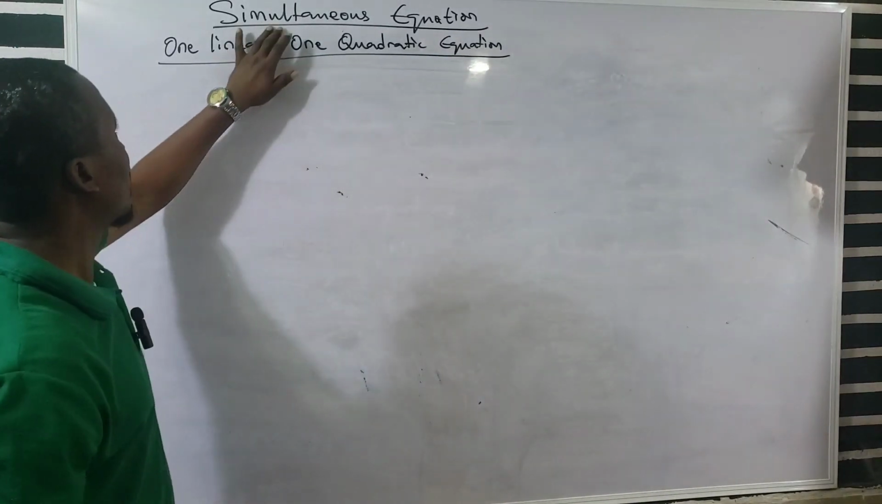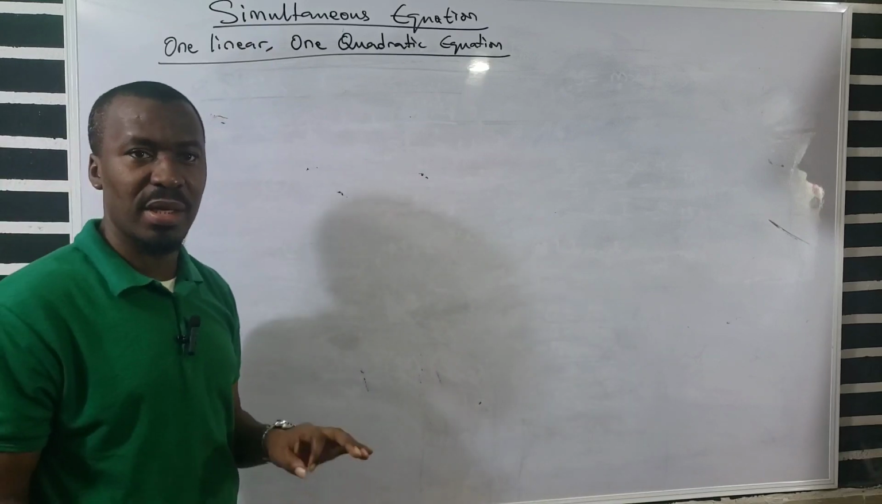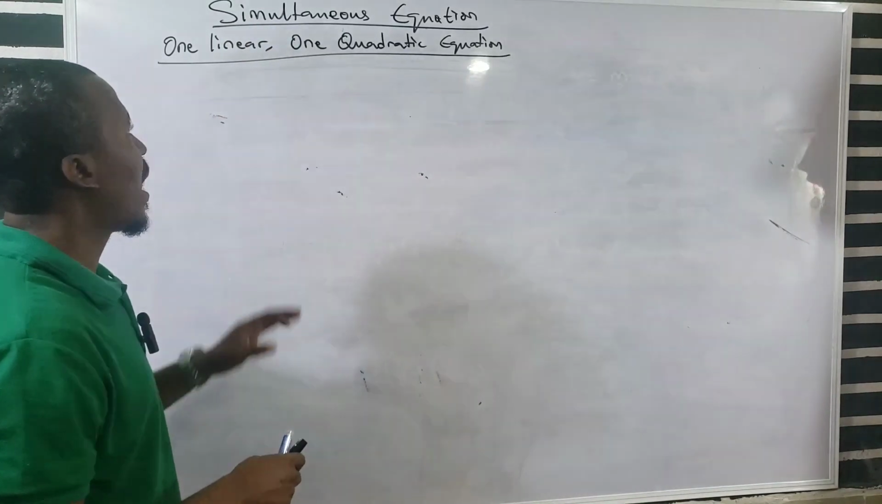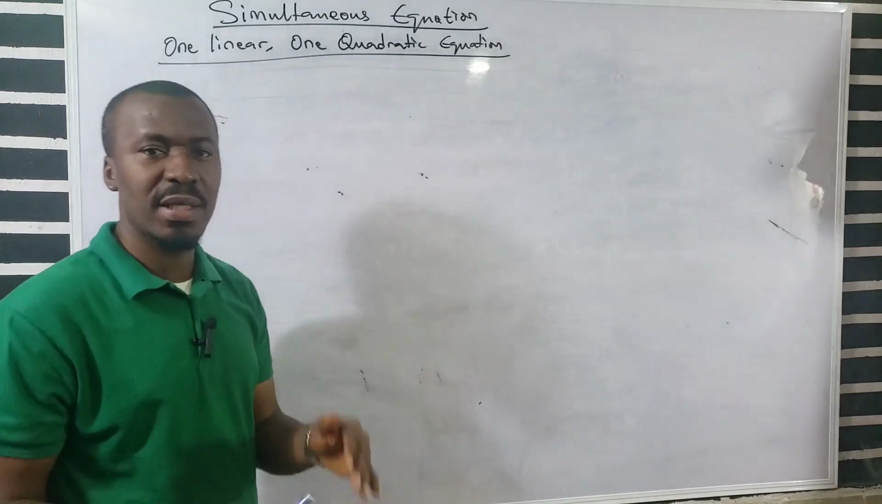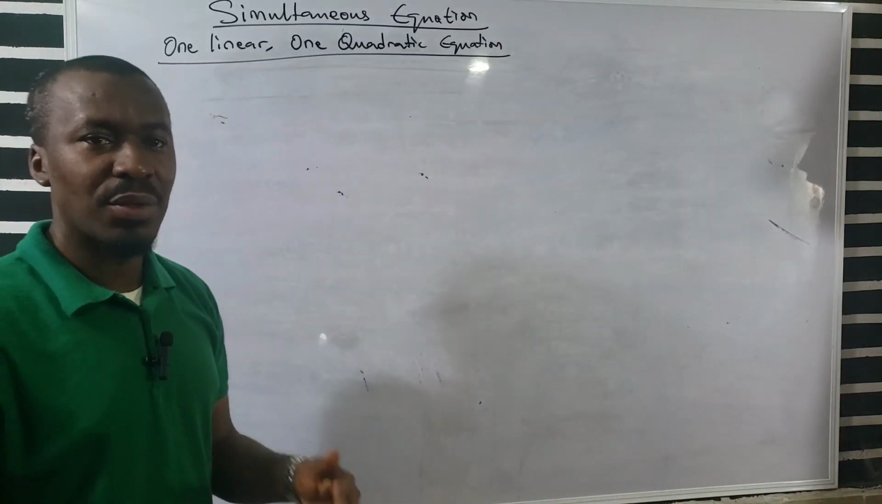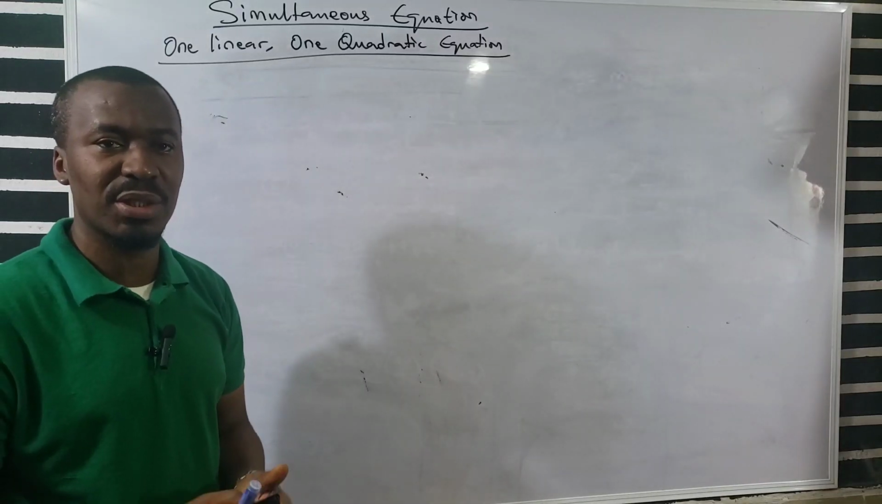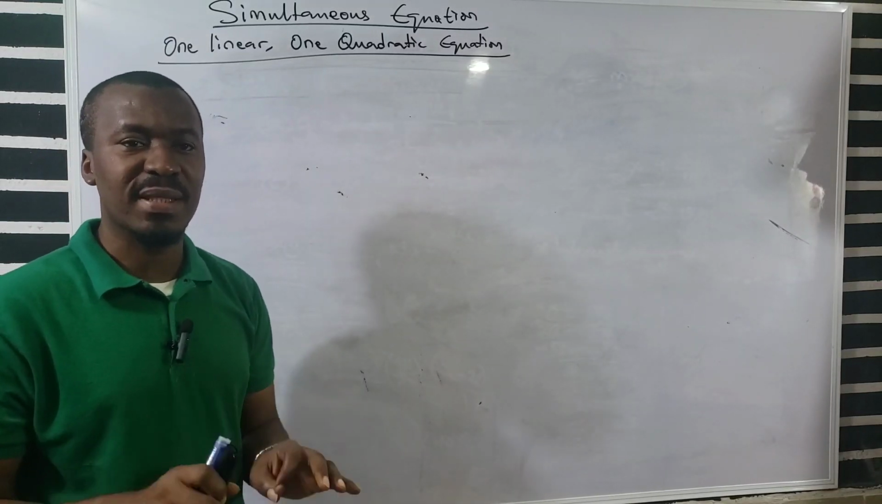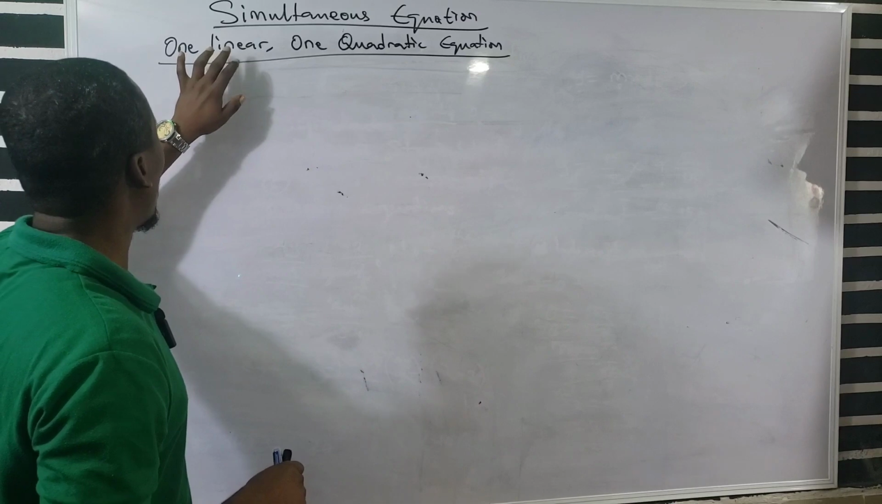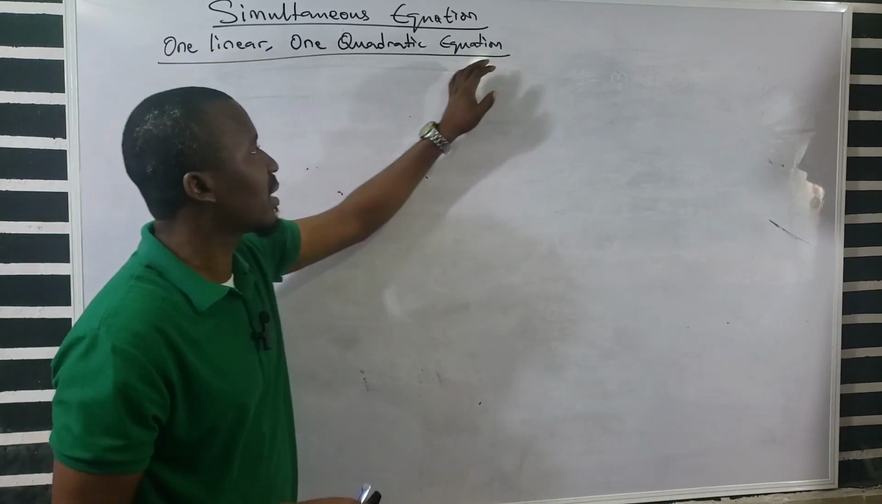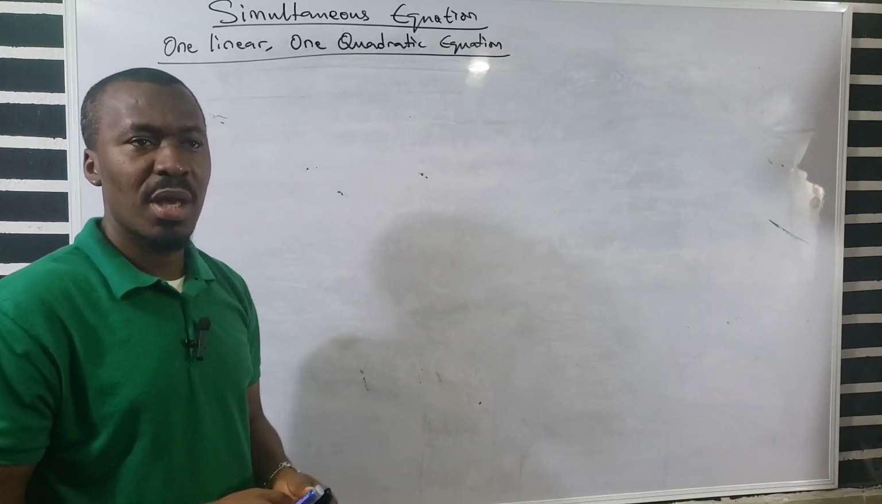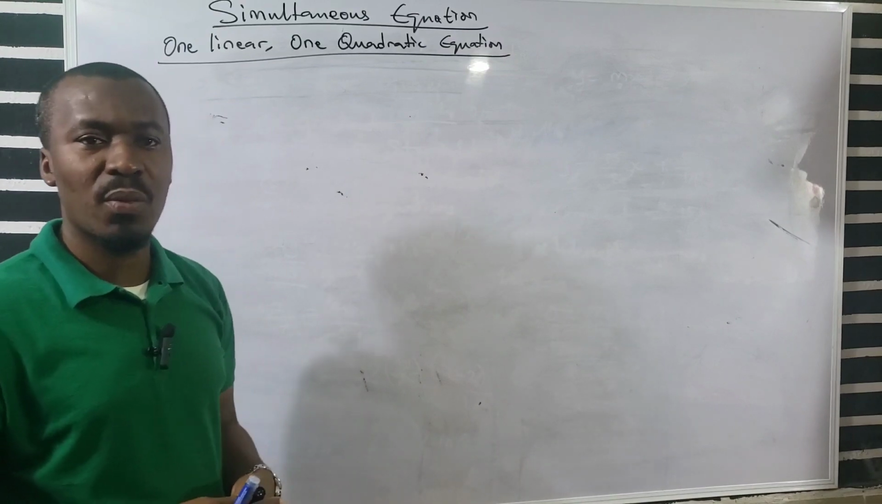As you can see, the topic we are handling today is simultaneous equation. And we have treated linear simultaneous equation, and also we have treated the graphic method of solving linear simultaneous equation. But in today's class, we are going to look at one linear, one quadratic equation. Okay, so what is one linear, one quadratic equation?